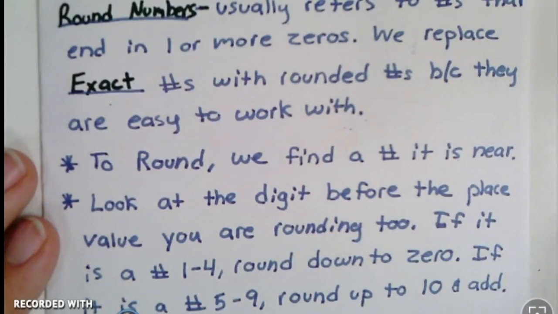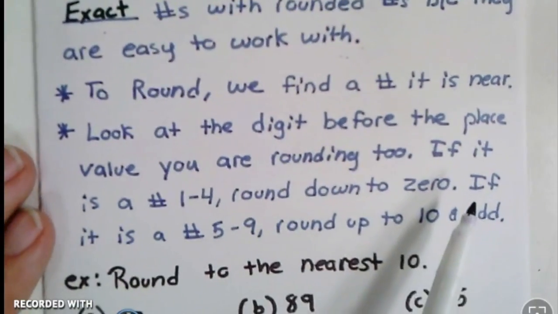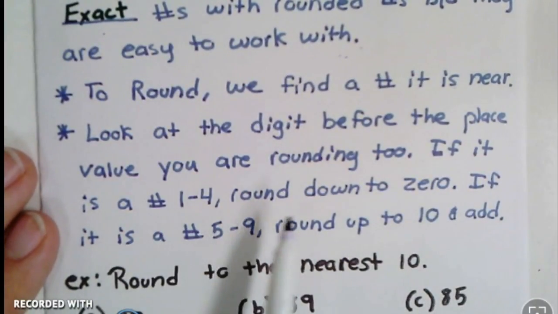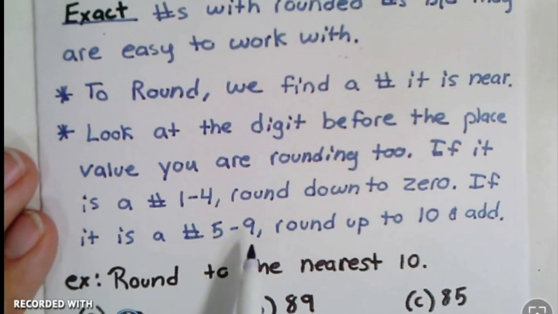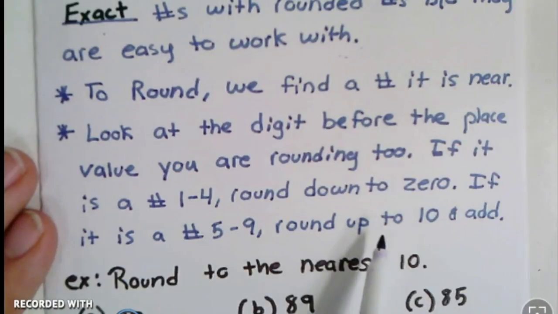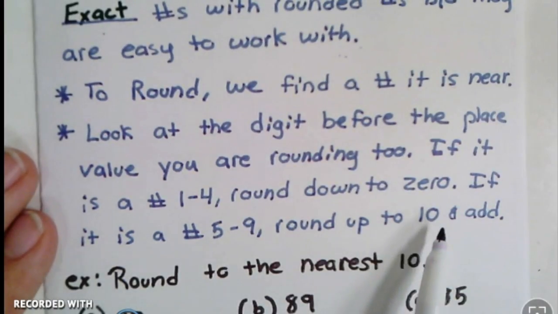Look at the digit before the place value you are rounding to. If it is a number between 1 and 4, you're going to round down to 0. And if it is a number between 5 and 9, you're going to round up to 10, and then you'll add that extra 1 into the tens place.